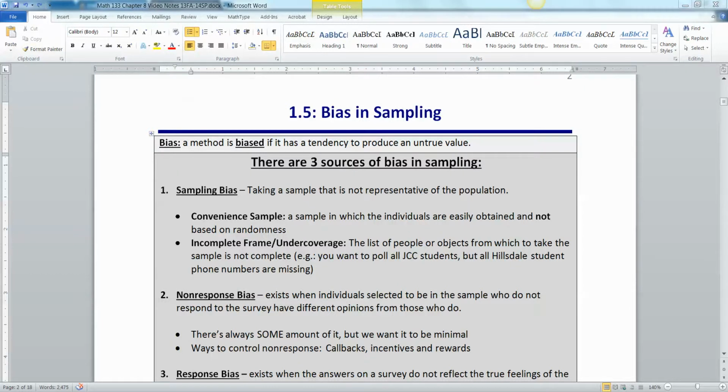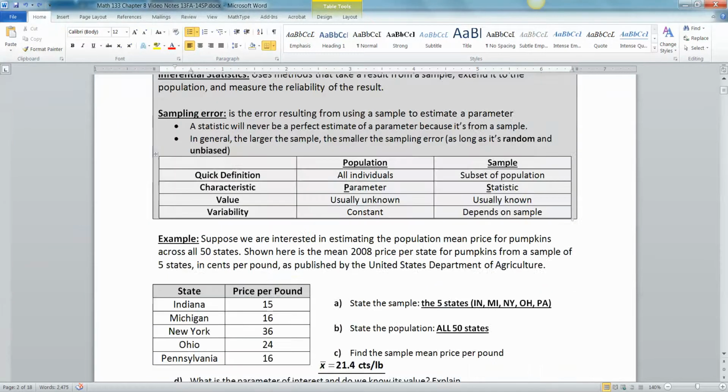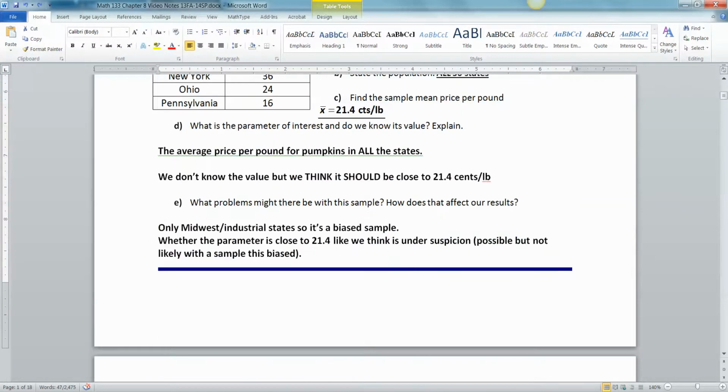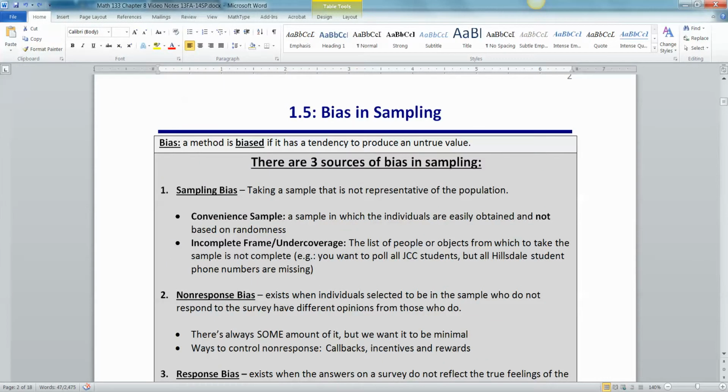Okay, now that we've caught up a little bit on what a statistic, parameter, population, and sample are, and also reminded ourselves about sampling error. Sampling error comes from the fact that your sample's never a perfect reflection of the whole population. There's always a bit of the population you can't capture with a sample, because it's smaller, because it doesn't capture everybody.